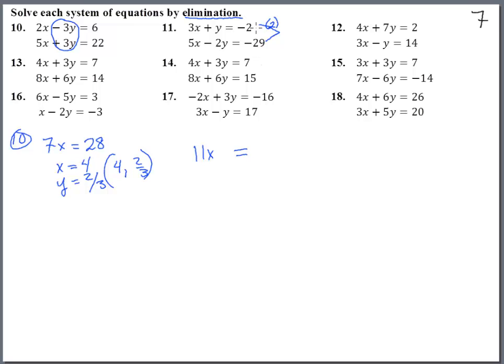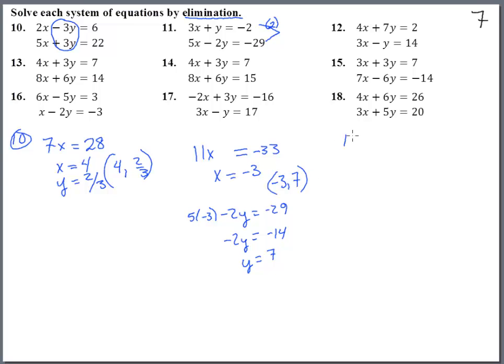Equals, and then here 2 times negative 2 is negative 4 plus negative 29 is negative 33. Divide by 11, and we get x equals negative 3. If we take that negative 3 and stick it back up on either one of these, we get 5 times a negative 3 minus 2y equals negative 29, negative 15. Add 15 over to both sides, we get negative 2y is a negative 14, y equals 7. So we get negative 3, 7.